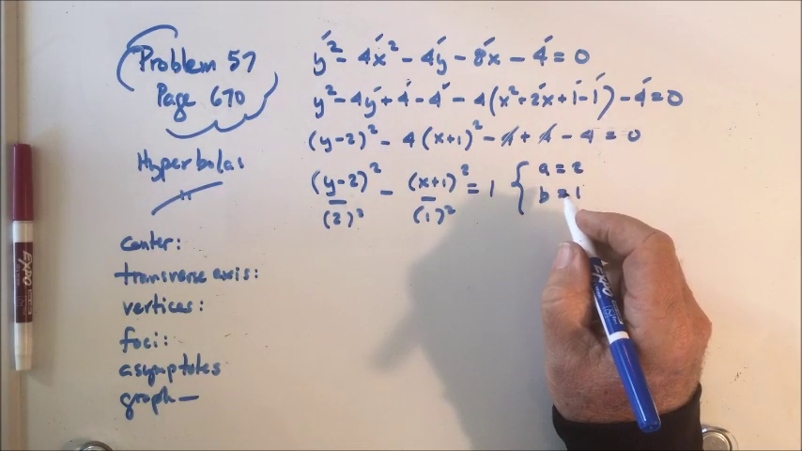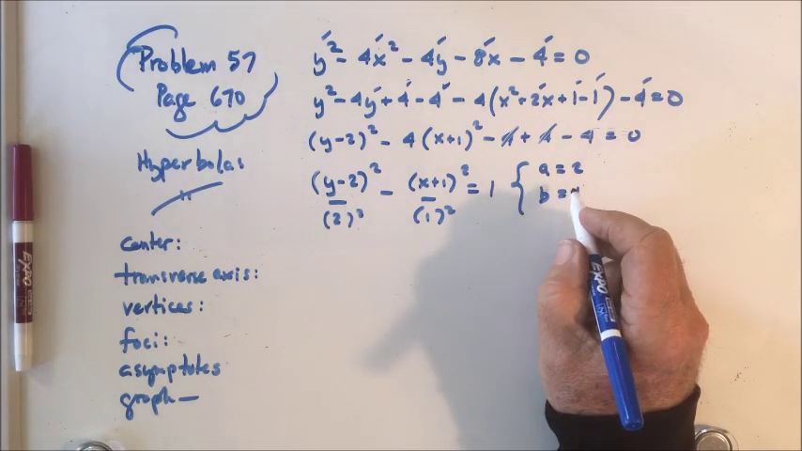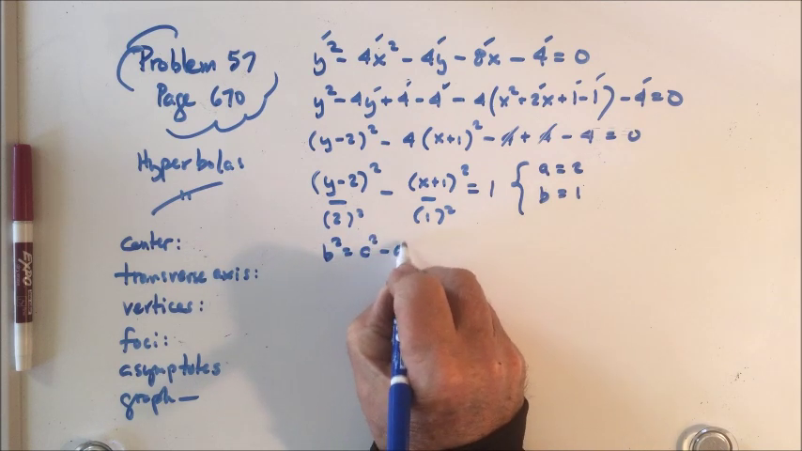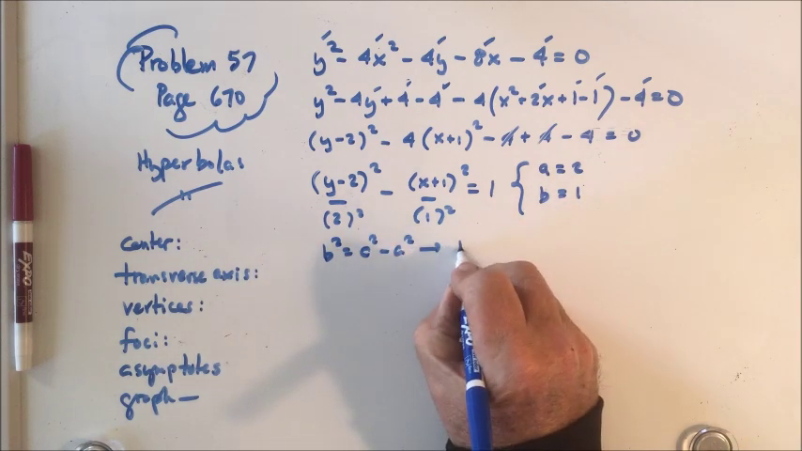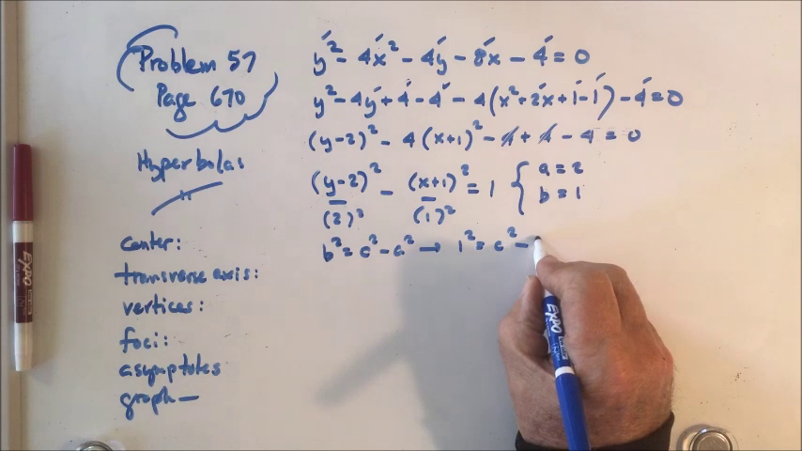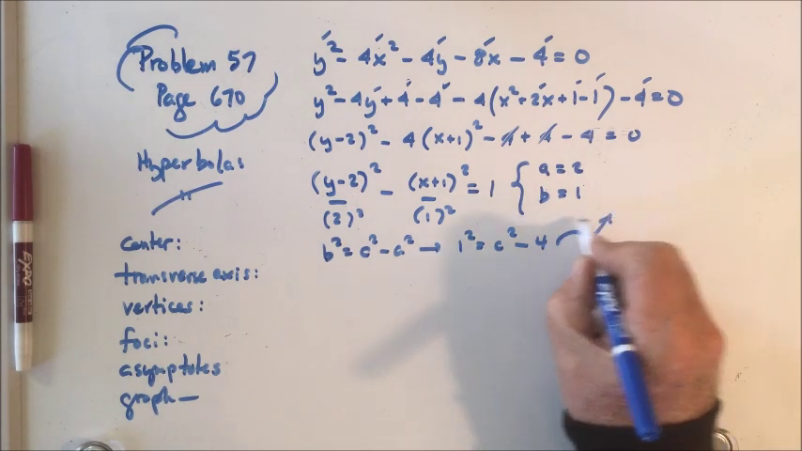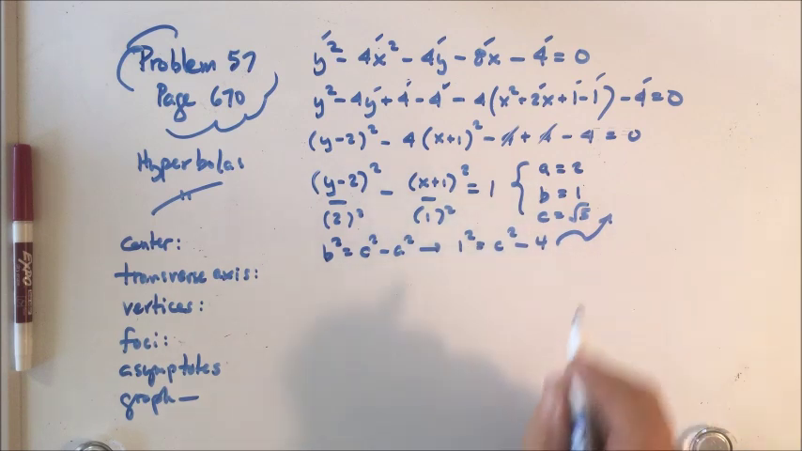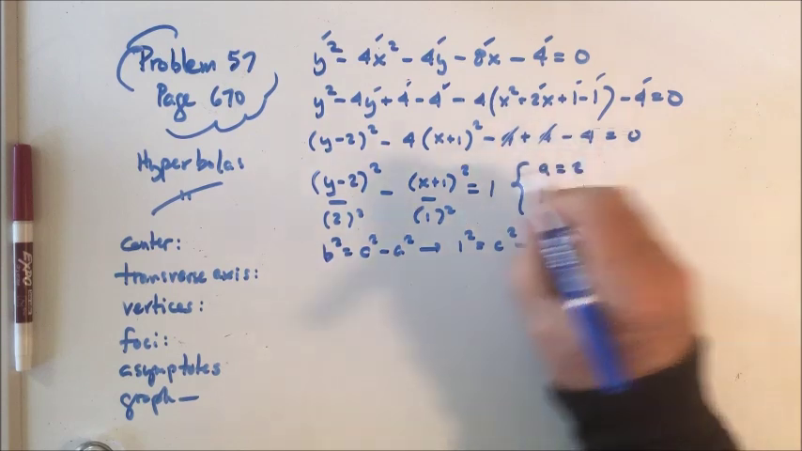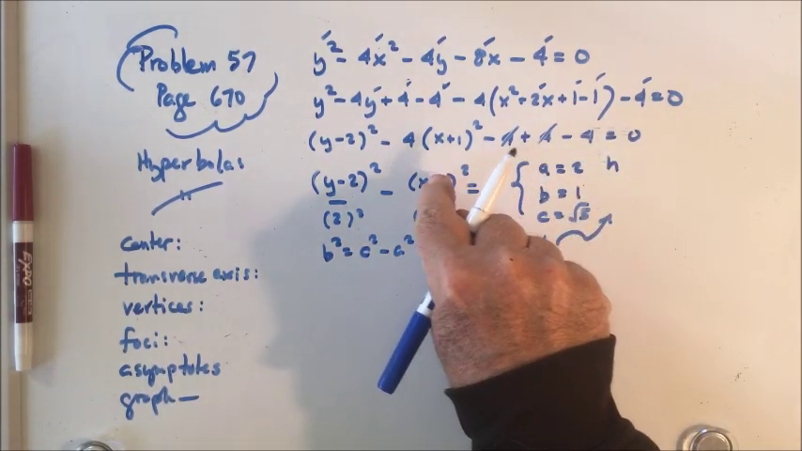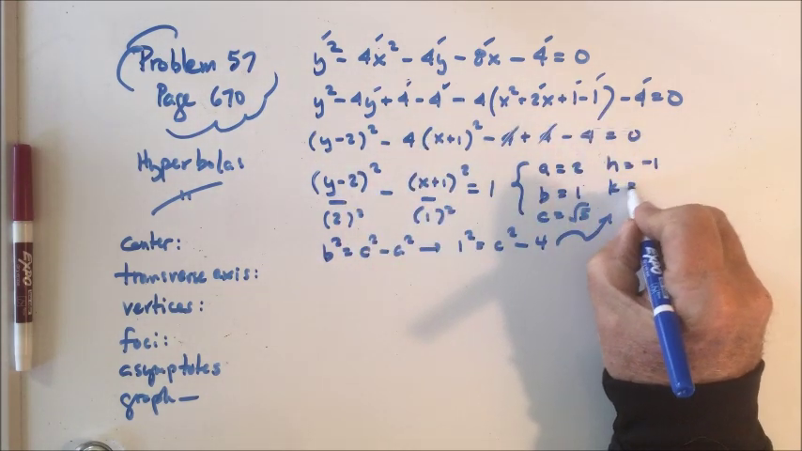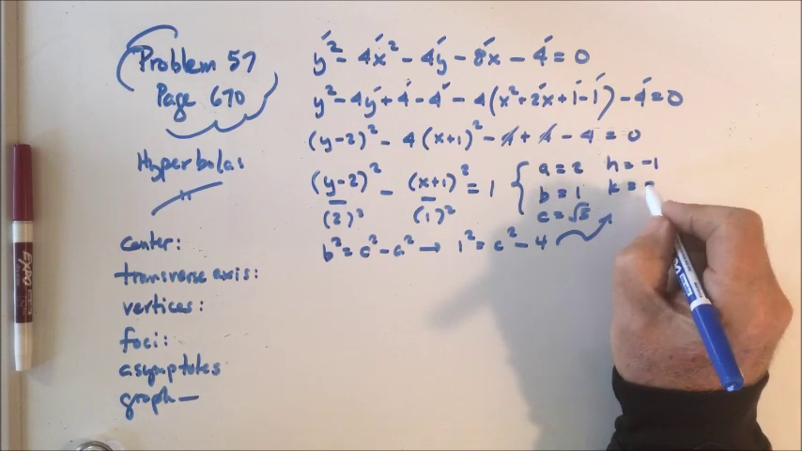And then, gosh, I don't want to get this far and get this wrong. B squared is equal to C squared minus A squared. That means that 1 squared is equal to C squared minus 4. That's going to result in C is equal to root 5. All right, that's enough to make us dangerous. By the way, the other things you can pull off this is h. If this is x minus h, then h is minus 1. And if this is y minus k, then k is 2. So I've got the coordinates of the center.